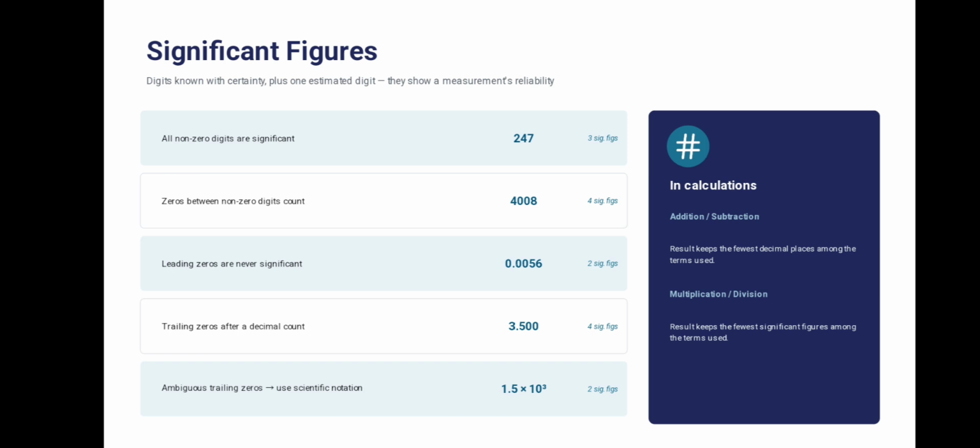Here are the basic rules for counting significant figures. All non-zero digits are significant. So in 247, there are 3 significant figures. Zeros between non-zero digits are always significant. In 4008, there are 4 significant figures. Trailing zeros in a number without a decimal point are ambiguous, so it's best to express such numbers in scientific notation to make the significant figures clear. For instance, writing 1500 as 1.5 times 10 to the power of 3 makes it clear there are only 2 significant figures. When performing calculations, the result should be rounded off so that it reflects the precision of the least precise measurement used. In addition and subtraction, the result should have the same number of decimal places as the term with the fewest decimal places.